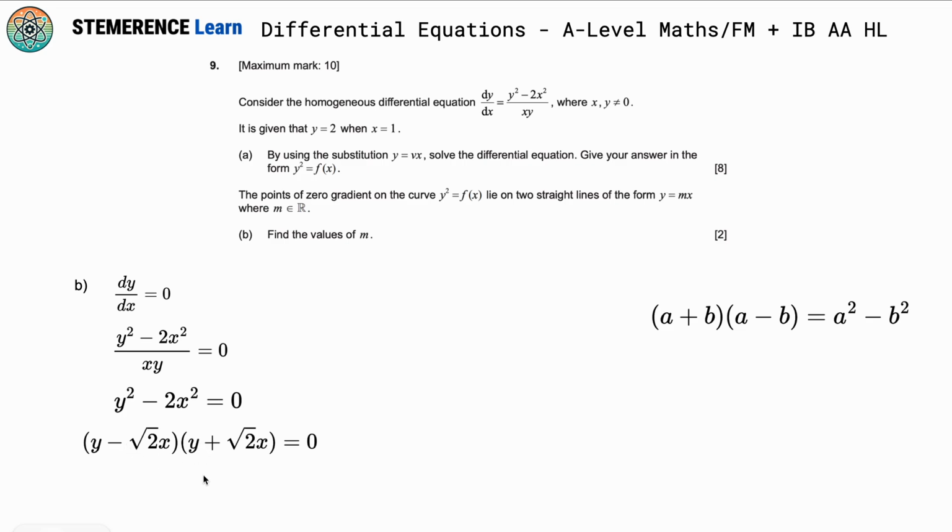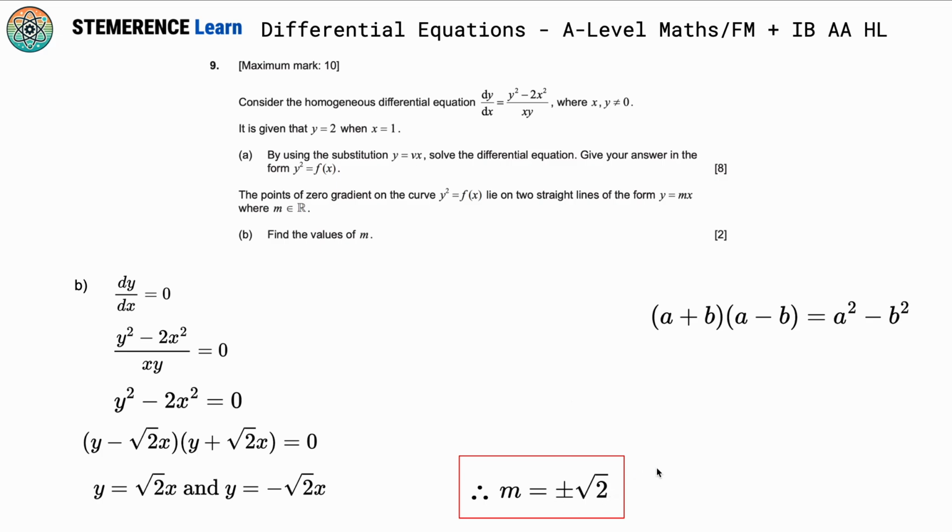And then if we solve for y, which is what we need, it's a point of zero gradient. So then we get y equals root 2 times x and y equals negative root 2 times x. And now that we have our values for y over here, and we need to find the values of m, y equals mx, that's just m equals plus minus root 2.